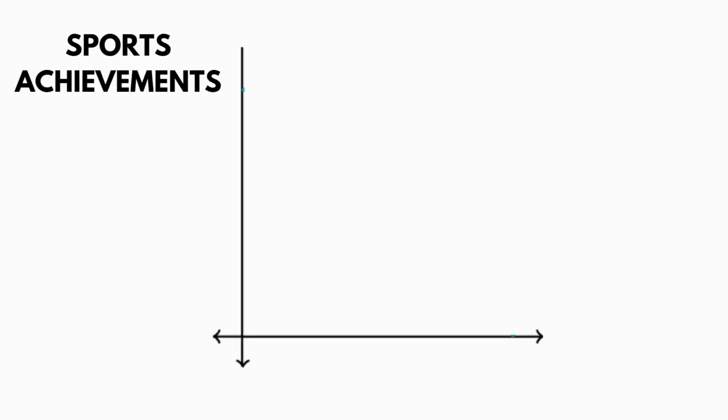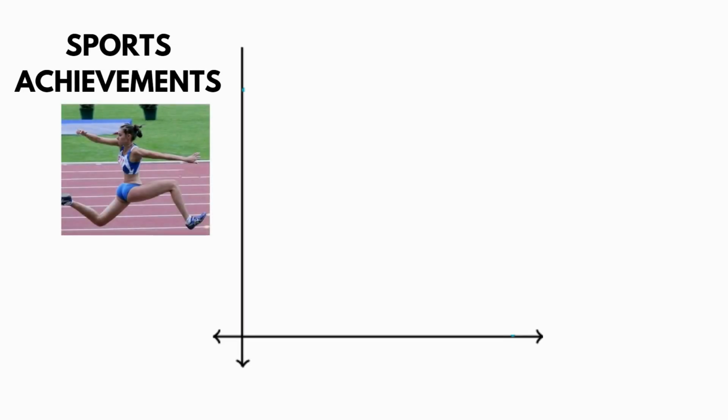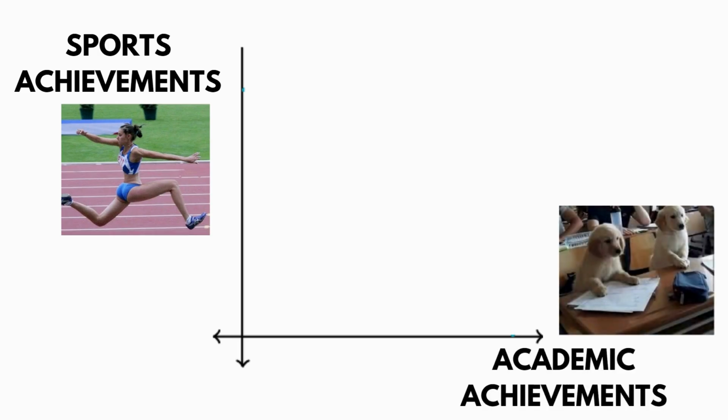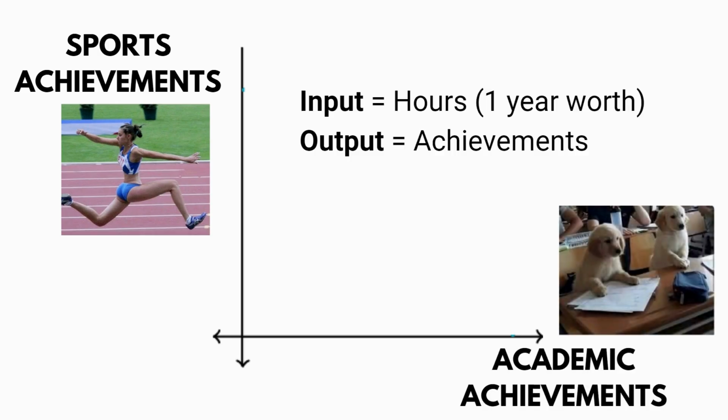We can plot this on a graph. Let's put sports achievements on what we would call the y-axis, and academic achievements on the x-axis. Your inputs are the hours you can use to spend on either, and the outputs are the achievements and accolades you could receive in either field. Now, there's only so many resources at your fingertips because the number of hours in a year is fixed. Let's also just assume for every hour you spend in either field, you're working at maximum efficiency.